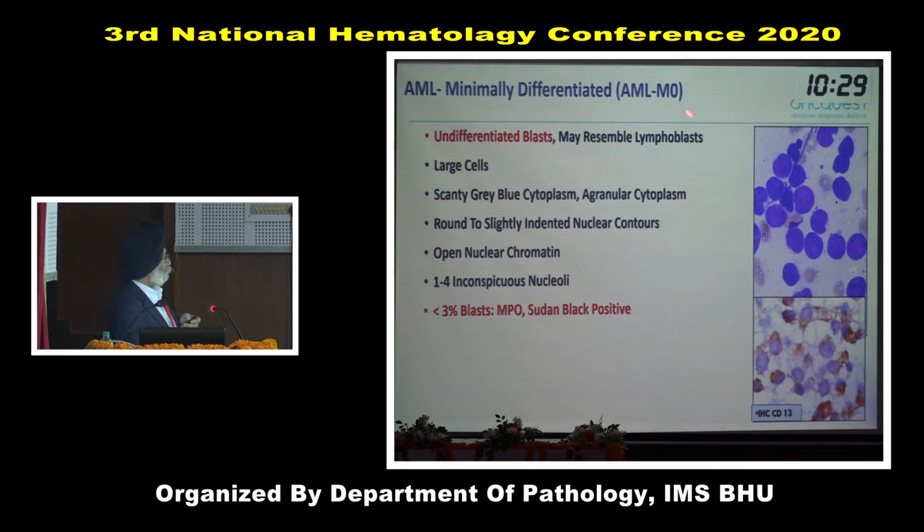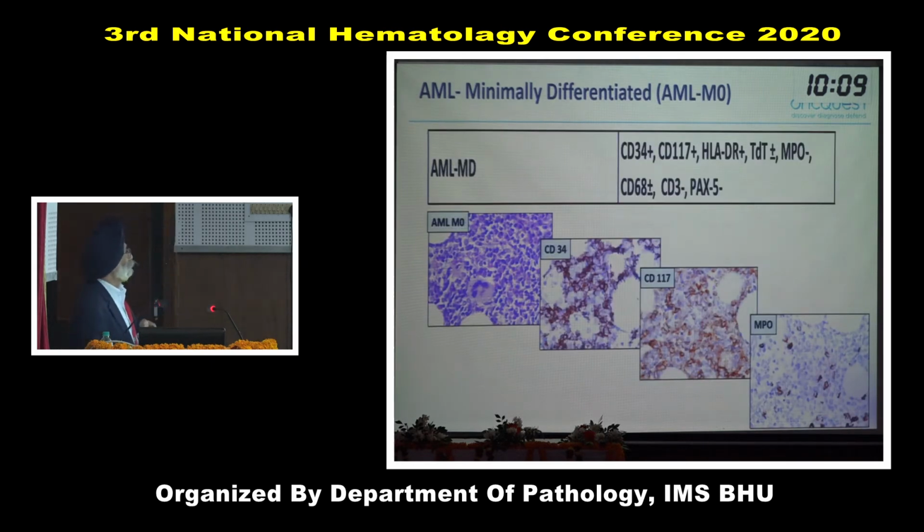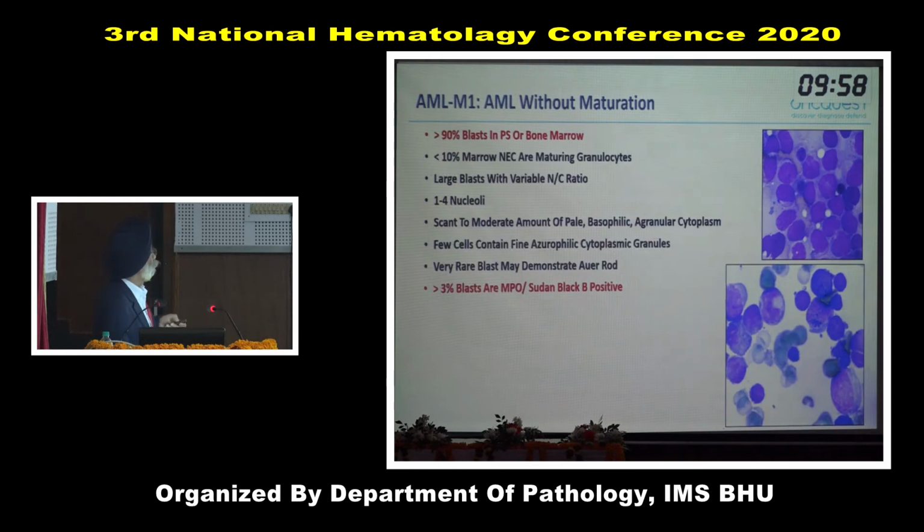M0, you can see the morphology. By and large, there are sheets of blasts which are undifferentiated, and less than 3% of the blasts are Sudan black or MPO positive. However, on immunohistochemistry, you find a good number of blasts demonstrate MPO positivity, CD117, CD11. You find CD34 positive, CD117 positive, which clinch the diagnosis. CD117 presence indicates that we are dealing with a case of AML.